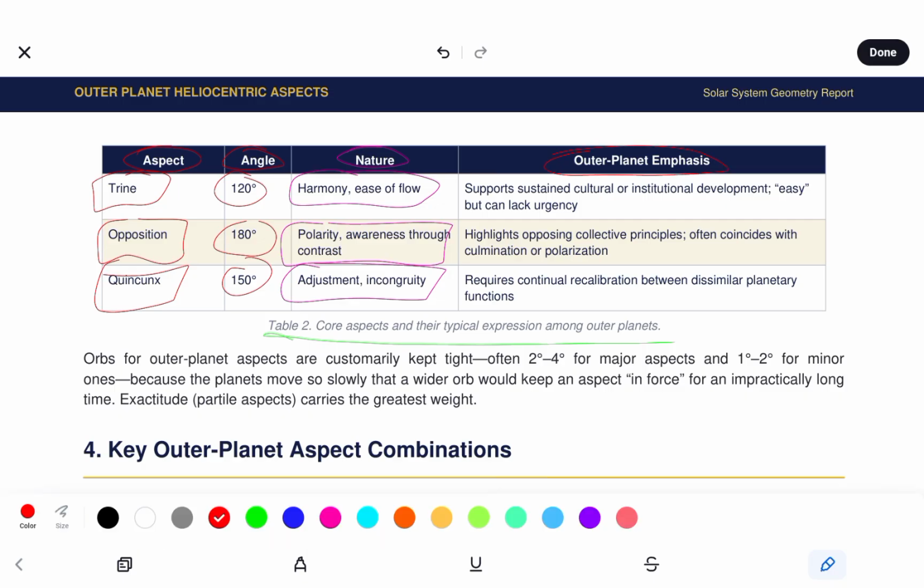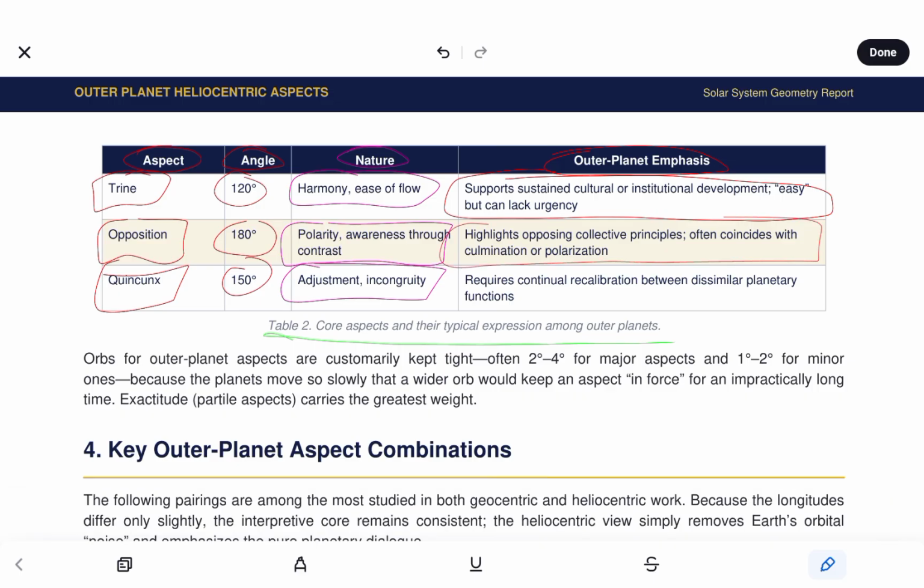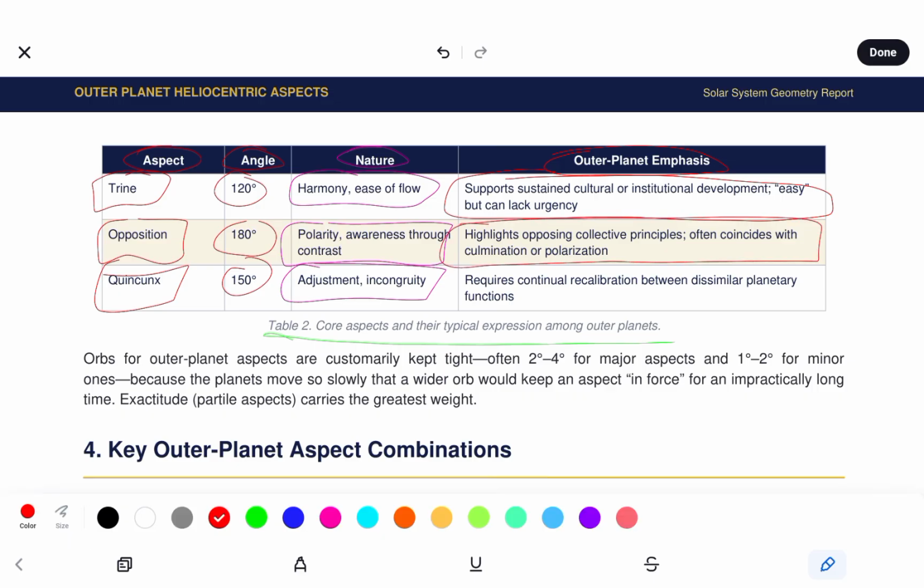In the outer planet emphasis, the trine supports sustained cultural or institutional development, easy but can lack urgency. The opposition highlights opposing collective principles, often coinciding with the culmination of polarization. The quincunx requires continual recalibration between dissimilar planetary functions.